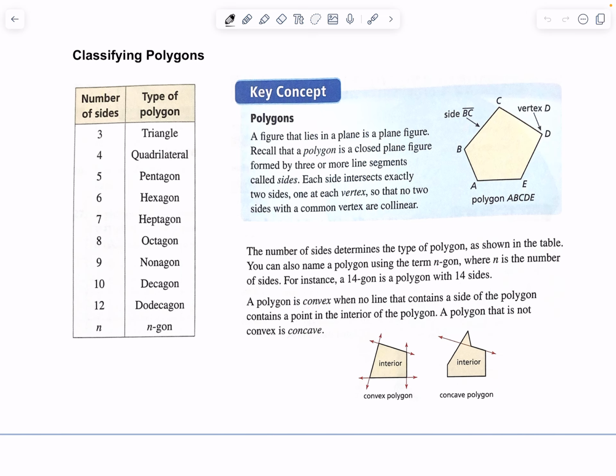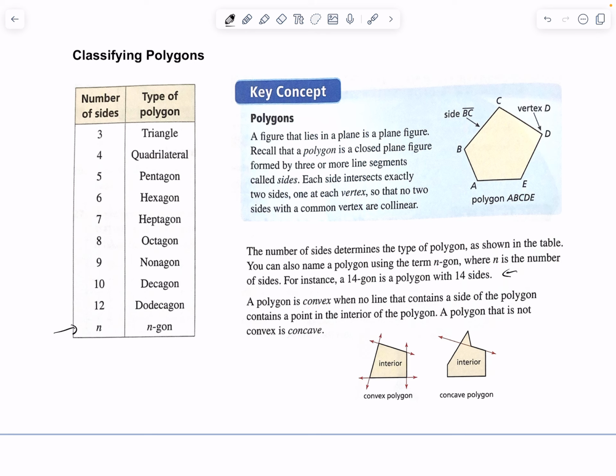So the first one is talking about polygons, and you have some experience with this from your days in elementary school and middle school. So just a reminder again, a polygon is a closed plane figure formed by 3 or more line segments called sides. All right, and the idea is that you have names for each of these types of polygons depending on the number of sides, and you probably know a lot of these. Once you get past the dodecagon at 12, you'll notice it says n-gon. So they have a little example here that if you have a 14-sided polygon, we would say a 14-gon.